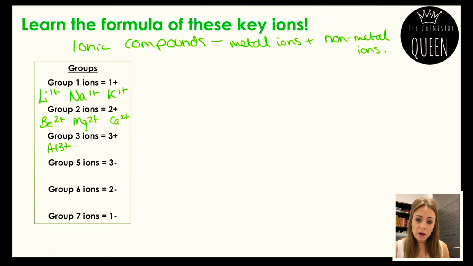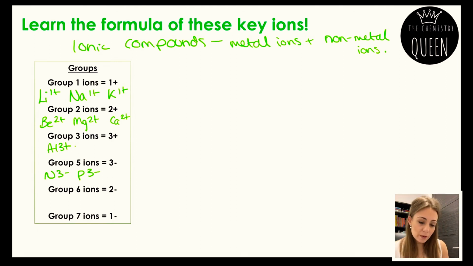When we get to group 5, when they form ions, they tend to gain electrons instead of losing them. So now they're going to have a negative charge. I should say that group 4 don't often form ions because they have 4 electrons in their outer shell, and they don't necessarily lose or gain electrons, they would rather share. But group 5 then, because we're gaining electrons, they're going to form ions that have a 3- charge.